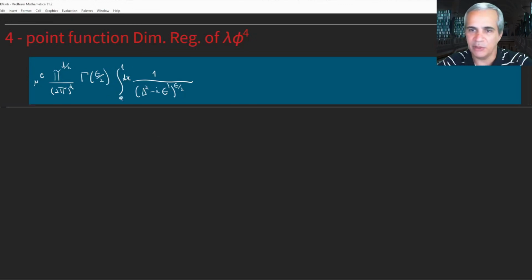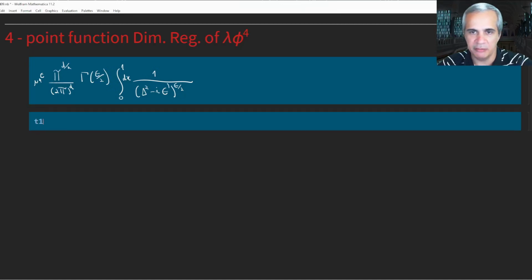So this is what we want to expand, right? And this is Wolfram Mathematica, right? And we will use it to do this. So let's go and do this term by term. So I'll call this first term 1, right?